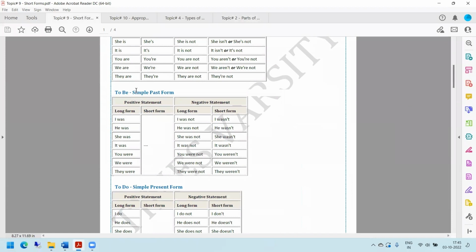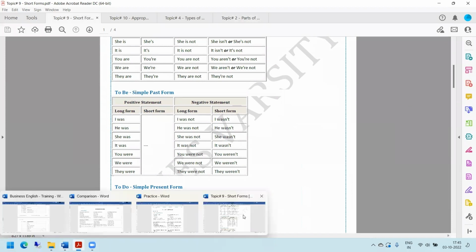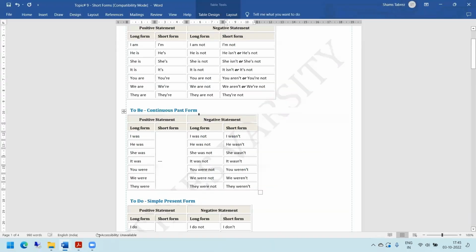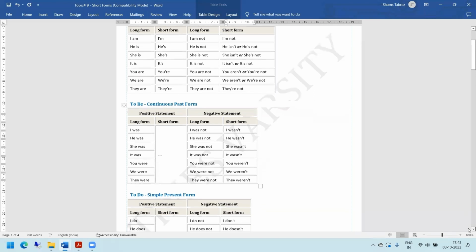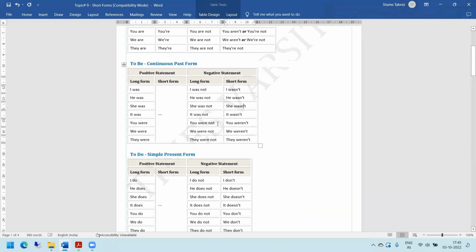So in case of continuous past form, this is the short form. Similarly, instead of we were not, you can use the short form weren't while writing. However, while speaking, you should use the full form. While writing, you can use short forms. Okay, so that was the continuous past form.